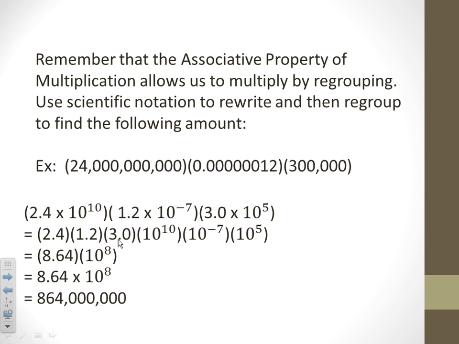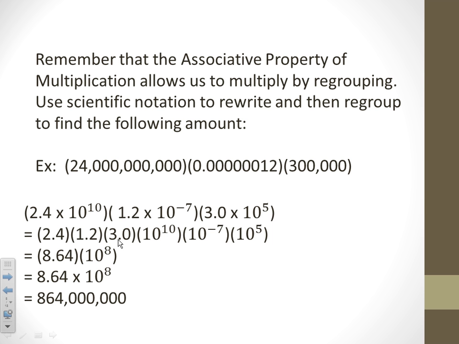Now we talked in class about that whole multiplication property that lets us take stuff out of order. So we're going to use the associative property and rearrange all this stuff. I grouped all the regular numbers together, and then I put all the 10 to the powers at the end. So the first three numbers, 2.4, 1.2, 3.0, multiplied together give us 8.64. Then 10 to the 10th times 10 to the negative 7 times 10 to the 5th.